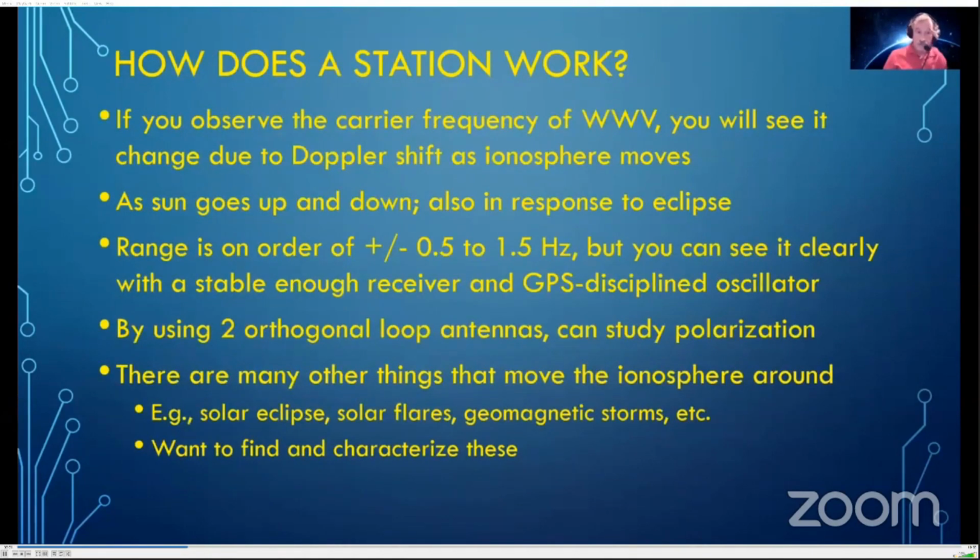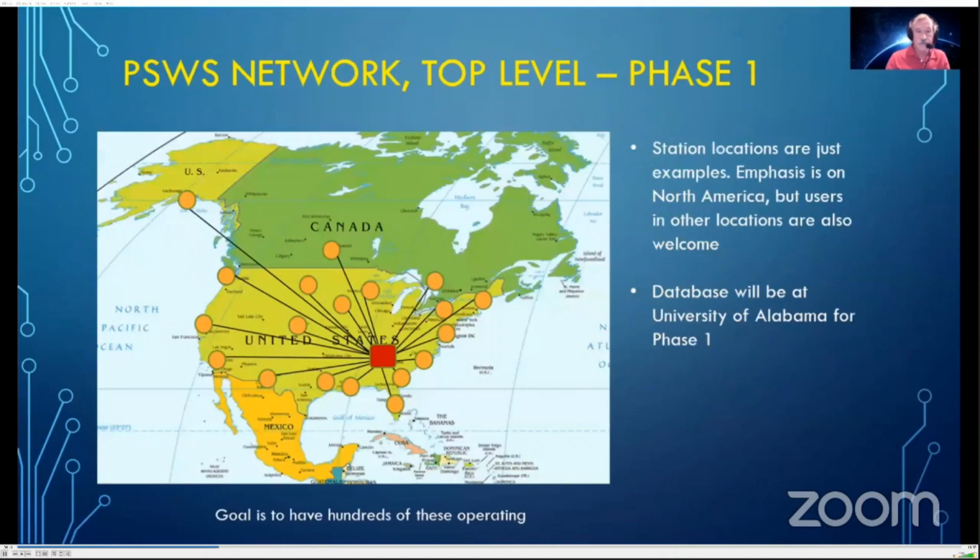Let's talk about how a station actually works. If you observe the carrier frequency of WWV, you will see that it changes due to Doppler shift as the ionosphere moves around. This occurs very clearly when the sun goes up and down and when an eclipse comes through the area. The range of these movements is on the order of plus or minus 0.5 to 1.5 hertz. But you can see this clearly with a stable enough receiver and a GPS-disciplined oscillator. By using two orthogonal loop antennas, you will be able to study polarization as well. All these other things that move the ionosphere around, we'll be able to find and characterize to understand them better.